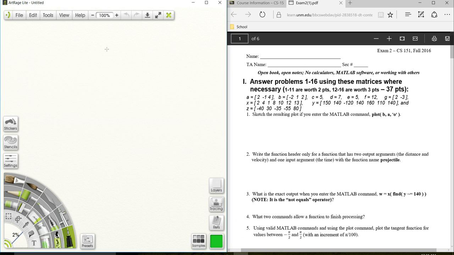For problem number 2, write the function header only for the function that has 2 output arguments, the distance and velocity, and 1 input argument, the time. The function name is projectile. Alright, so I'd get my piece of paper and write the function header first. Our function header starts off with the word function. Next is our square brackets. These are our outputs. Set equal to the name of the function, and then in parentheses are inputs.